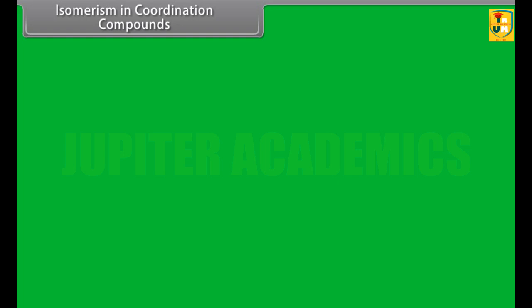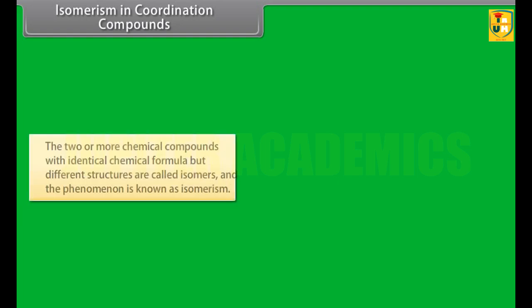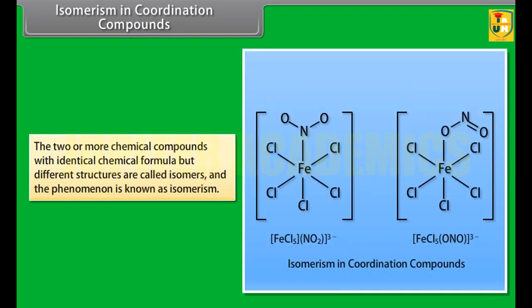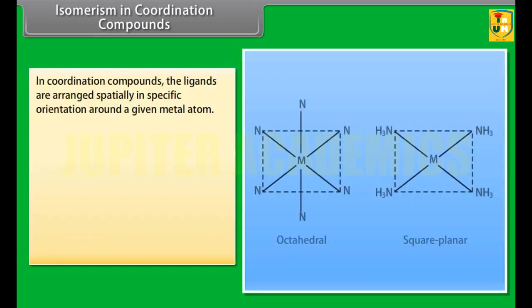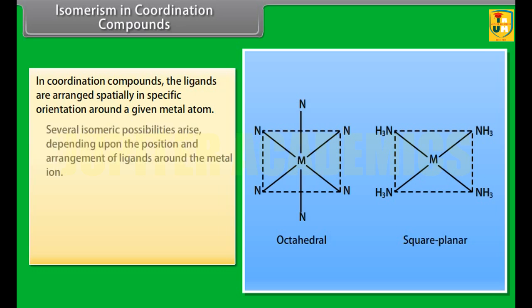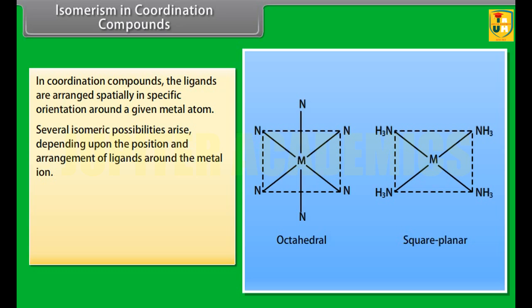Isomerism in coordination compounds. Two or more chemical compounds with identical chemical formula but different structures are called isomers, and the phenomenon is known as isomerism. In coordination compounds, the ligands are arranged spatially in specific orientation around a given metal atom. Several isomeric possibilities arise depending upon the position and arrangement of ligands around the metal ion.